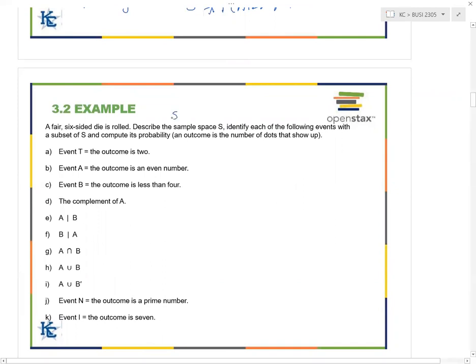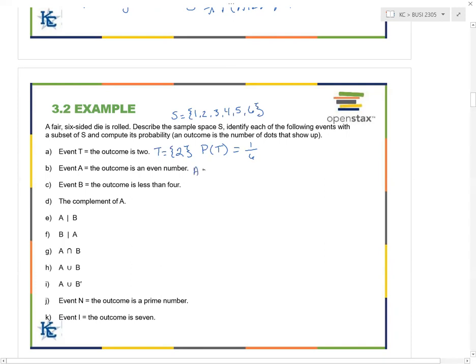Okay, so let's think about our sample space, just so we have that. Our sample space when we roll a fair 6-sided die is 1, 2, 3, 4, 5, 6. Okay, so if I want to list what T is, the outcome is 2. So the only possibility is 2. Okay, so if we want the probability of T, then there's only one number in T, and there are 6 numbers in S. So our probability is 1/6.